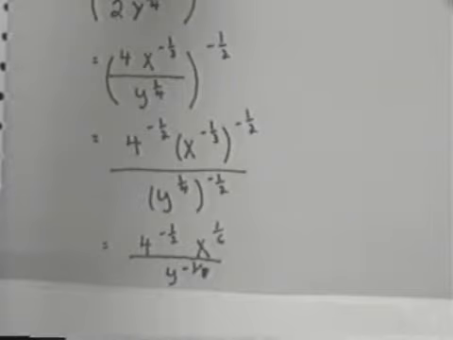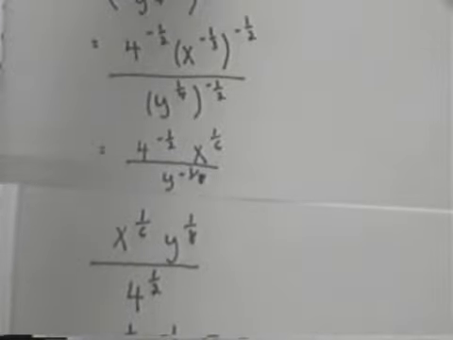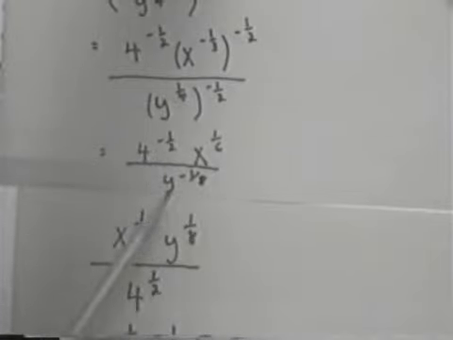Now that would be fine, except that we never want to leave answers having negative exponents. So what I want to do is to rewrite this as x to the 1/6, y to the 1/8 over 4 to the 1/2. Now notice that 4 has a negative exponent, so I take the reciprocal to make it 4 to the positive 1/2. Y has a negative exponent, so I move it to the top, therefore taking the reciprocal.